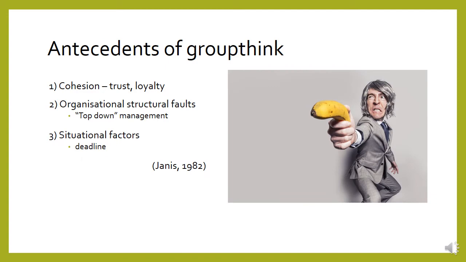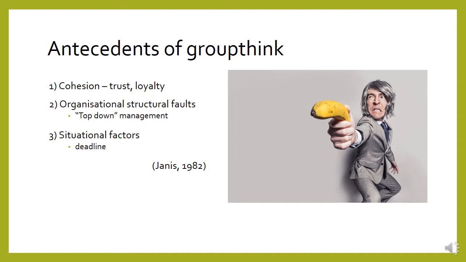So here are the antecedents of groupthink, i.e. the conditions required to likely generate groupthink. The idea of cohesion, and I've put trust and loyalty there, but another one might be this idea of favoritism or nepotism even. Secondly, organisational structural faults, and one example is this idea of a top-down manager who is applying pressure and therefore doesn't really give you space to think, or there are rules and regulations that restrict the way in which you think. And then situational factors, such as a deadline.